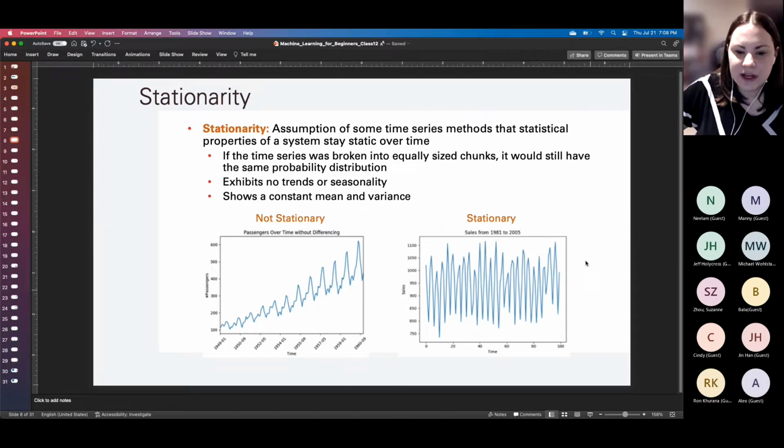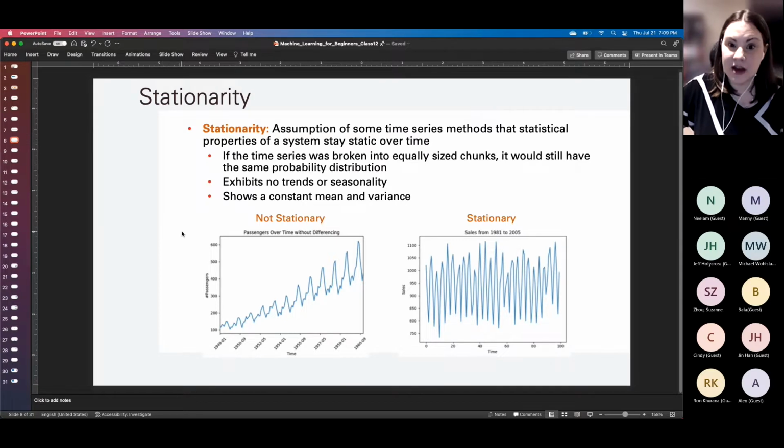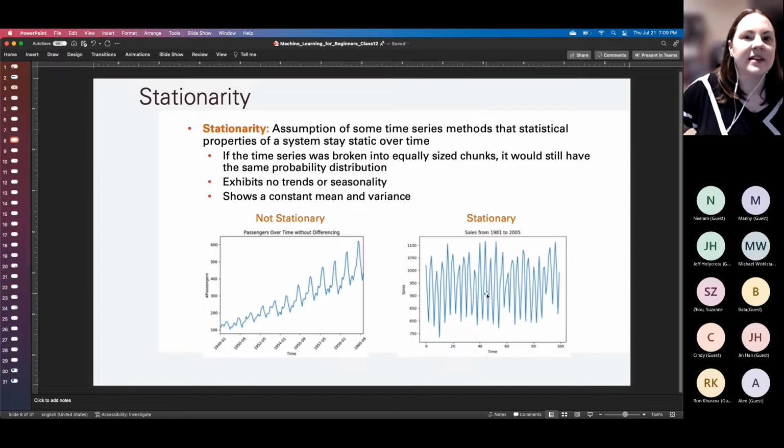So shown down here are two examples of a data set that's not stationary and a data set that's stationary. Shown on the right is the stationary time series. You can see it goes up and down in somewhat random intervals. And if you did cut this into chunks, you would see that it has very similar statistical properties. Whereas most time series tend to look more like the left.